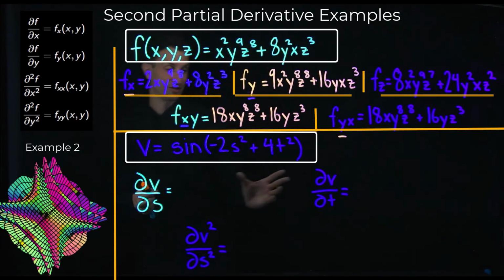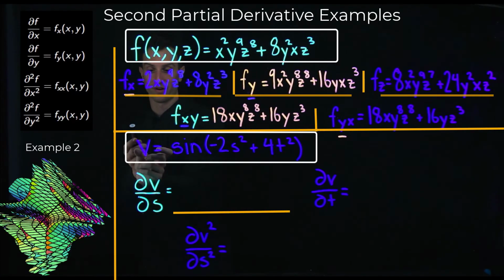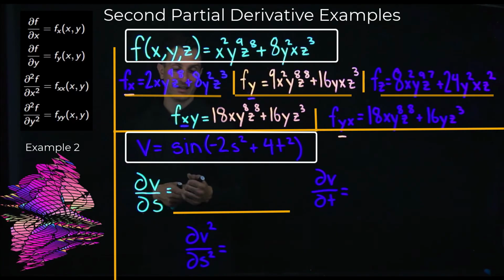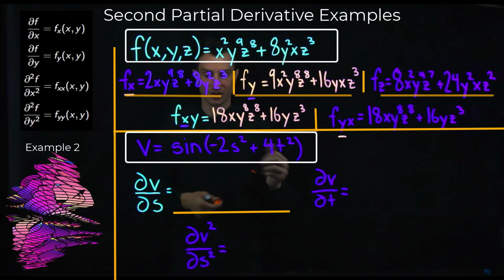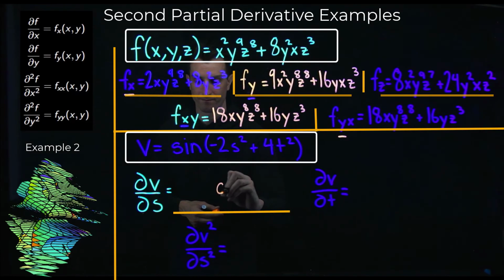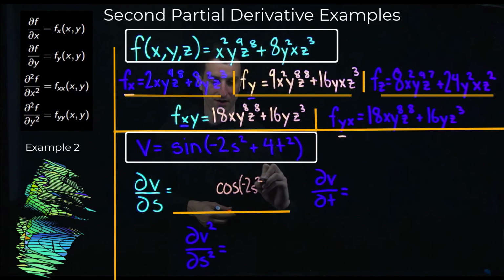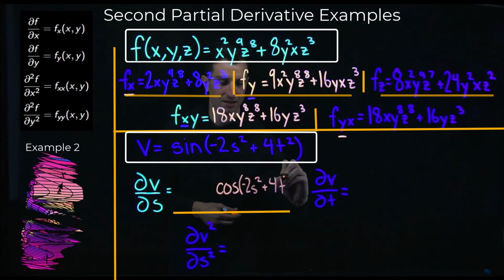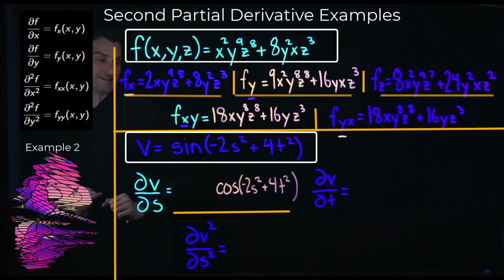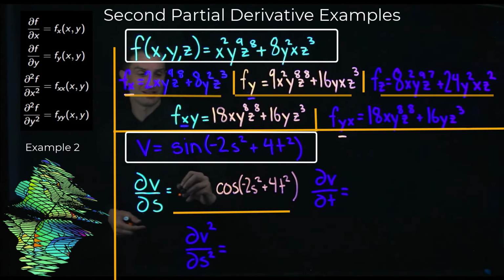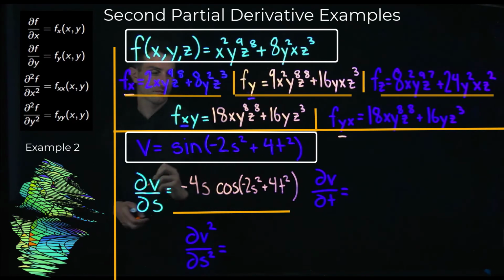So back to this, we have to go through our first partials first to get to our second partials. We're going to take the partial derivative of our function v with respect to s, right? In this case, we have a chain rule. So derivative of the outside function is cosine of negative 2s squared plus 4t squared. And derivative of the inside with respect to s. Right, well, what is that? That is just negative 4s, right? Awesome.